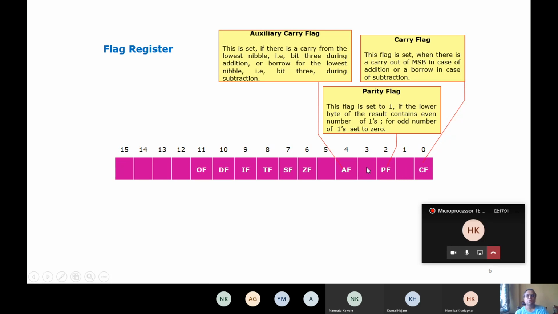Position number is 4. If the fourth bit in the result forwards a carry to the upper nibble, then the auxiliary carry flag is set. Or in case of subtraction, if there is a borrow from the higher nibble to the lower nibble, then it will set the auxiliary carry flag, otherwise it is reset. So write the explanation quickly. We will see the example also, a demonstration also. Have you written the explanation?